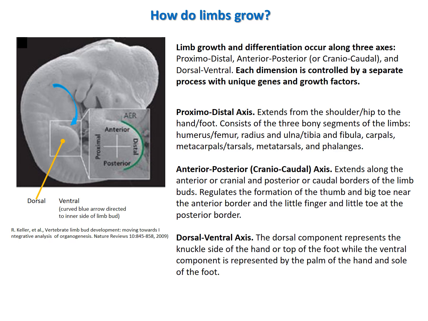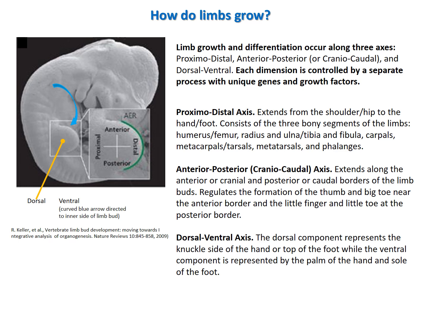How do limbs grow? Limb growth and differentiation occur along 3 axes. This external view of an early embryo shows an emerging upper limb bud with these 3 axes labeled. Each dimension is controlled by a separate process with unique genes and growth factors involved. The proximal distal axis extends from the shoulder or the hip to the hand or the foot.